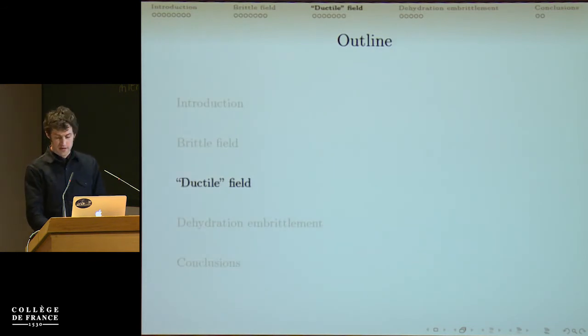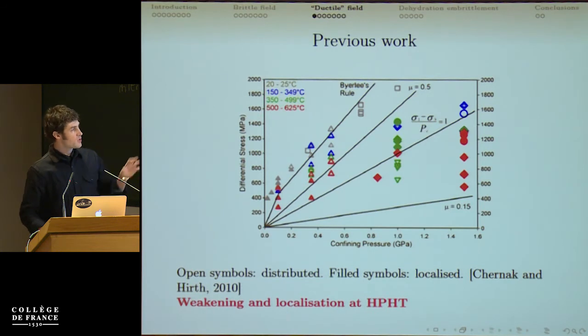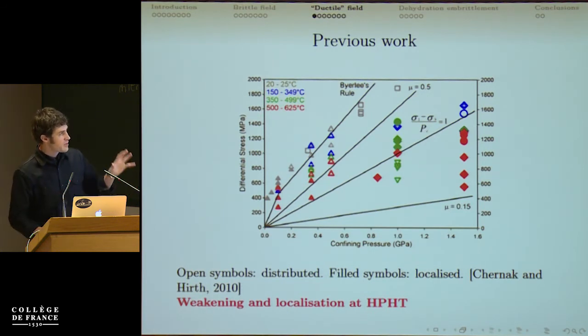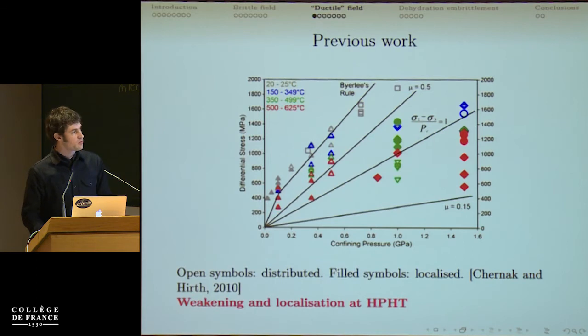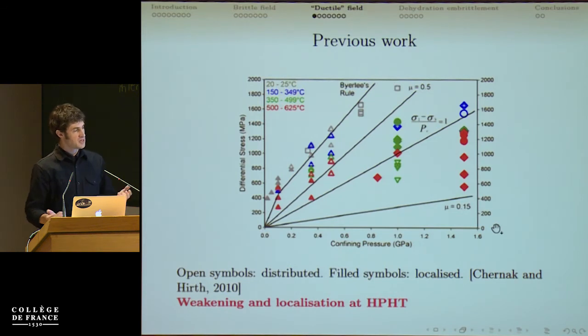And then if we go to the ductile field, again I say quote-unquote ductile because you're going to see it's less easy than this. A lot of previous work has been done in this regime, so I'm not going to cite all the papers, but I think there's a very nice summary diagram in the paper by Chernak and Hirth in 2010. It's a bit of a busy diagram. Here I'm going to show the differential stress, a measure of shear strength of the material, as a function of confining pressure. You see this ranges from 0 to 1.6 gigapascal, which is like 40 to 60 kilometers depth.